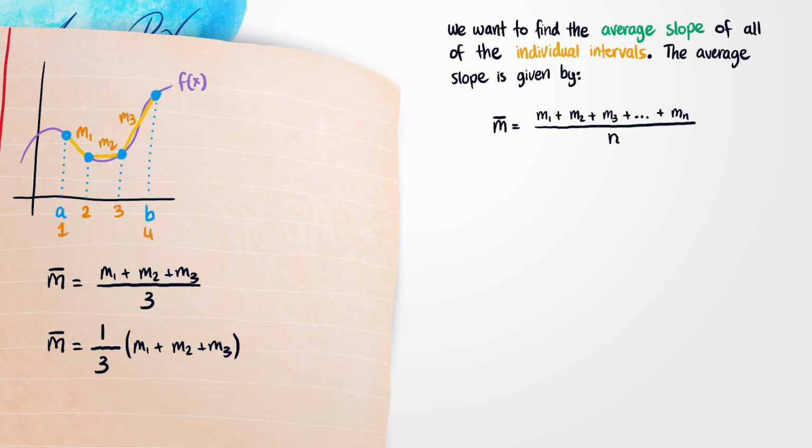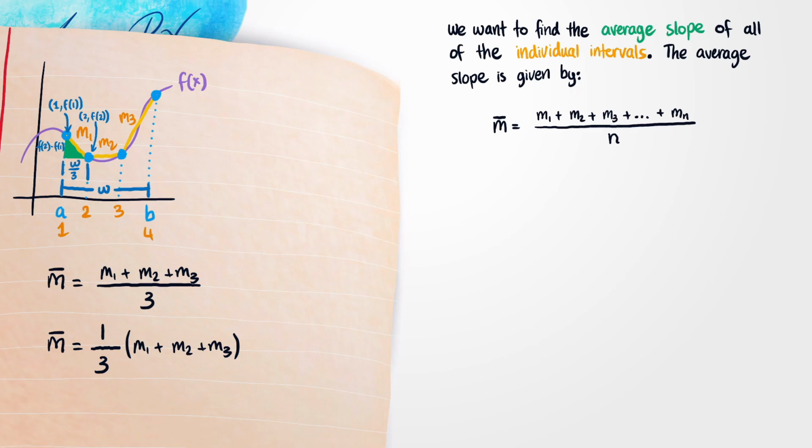Now to begin, we're going to try to find the gradient of the interval m1 by drawing a triangle underneath it. Now keep in mind that the coordinate of this point is just 1, f of 1, and the coordinate of this point is just 2, f of 2. And therefore, the height of the triangle is just going to be f of 2 minus f of 1, just like it always is. And the width of the triangle is just going to be 1/3 of the total width between 1 and 4.